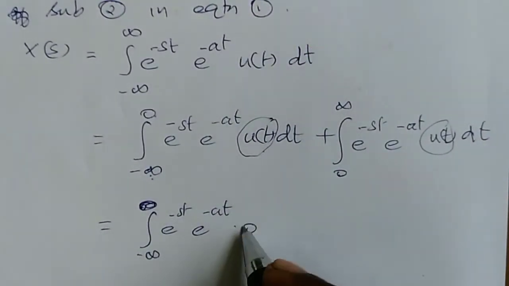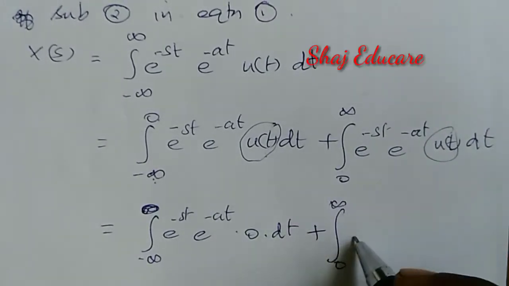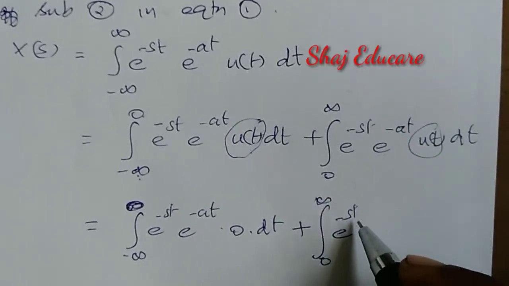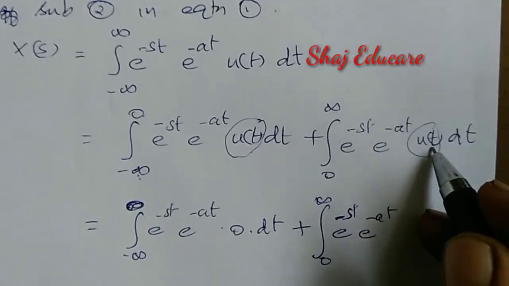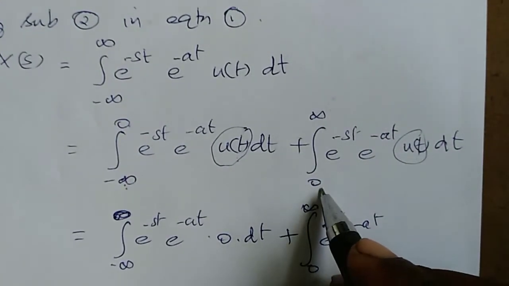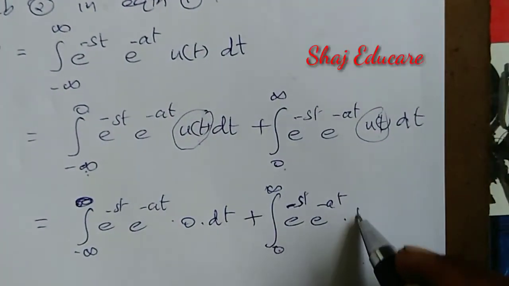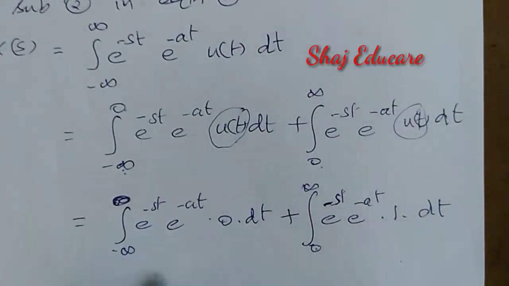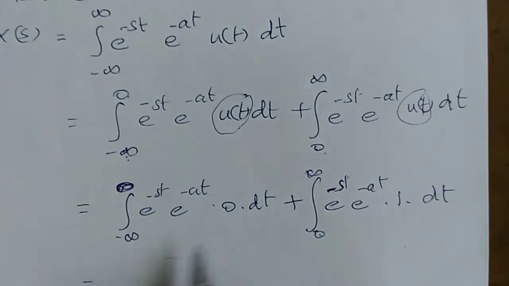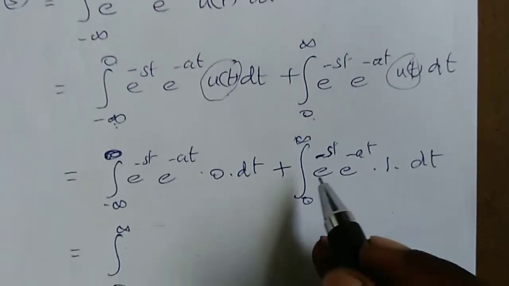So we can replace u of t with 0, plus the integral from 0 to infinity of e raised to minus st e raised to minus at. What about the value of u of t within this interval 0 to infinity? The value of u of t is equal to 1 from t equal to 0 to infinity. So we can replace u of t with 1. Then the first term becomes 0. Only the limit of integration from 0 to infinity exists.